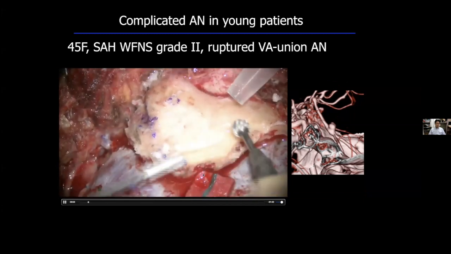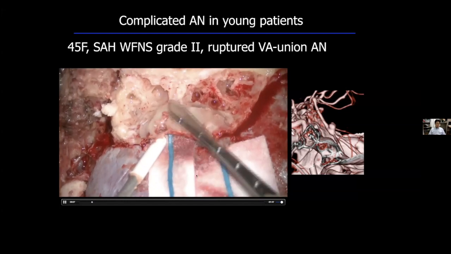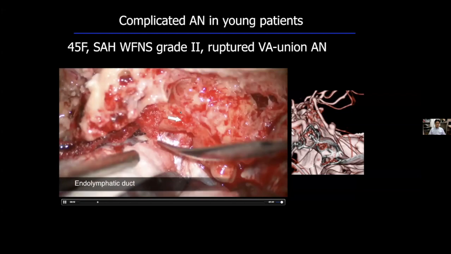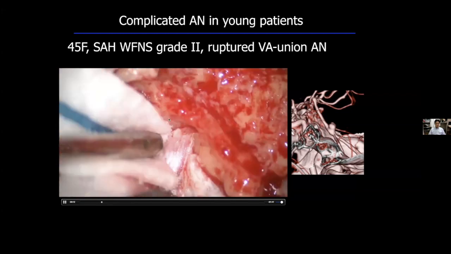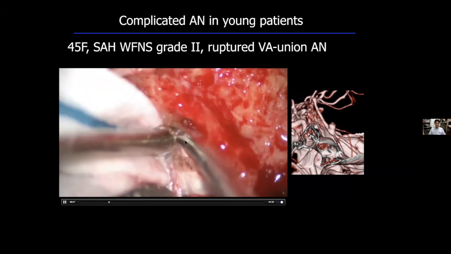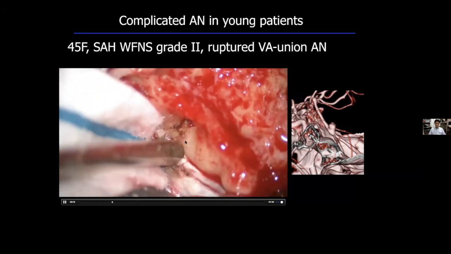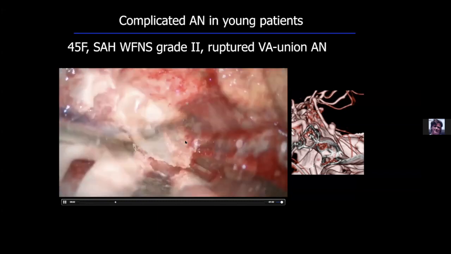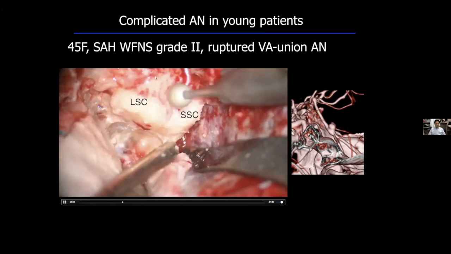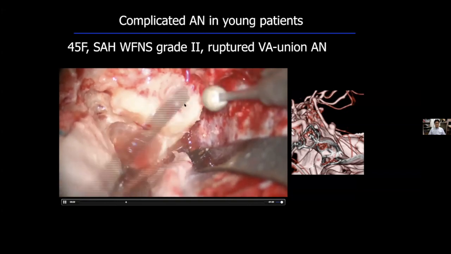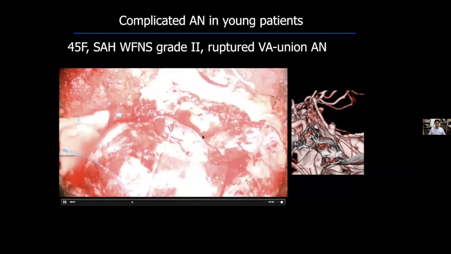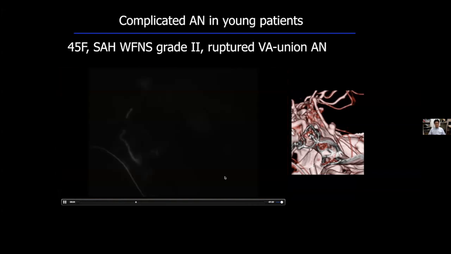I'm starting with a mastoidectomy. This is the antrum. And this is the endolymphatic sac. And I coagulate the orifice of the endolymphatic sac and I cut it. And this is the lateral semicircular canal, the posterior semicircular canal, and the superior semicircular canal. And I drilled the tip of the bone here.